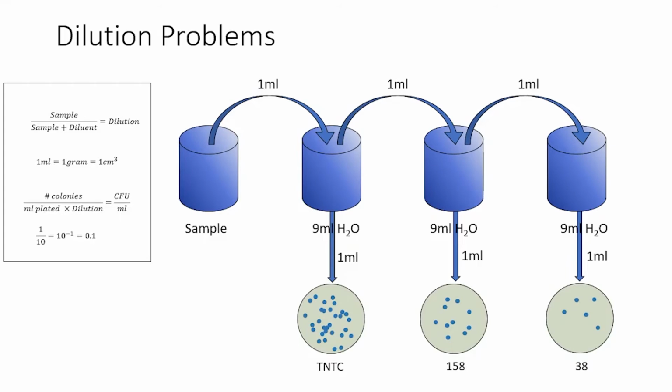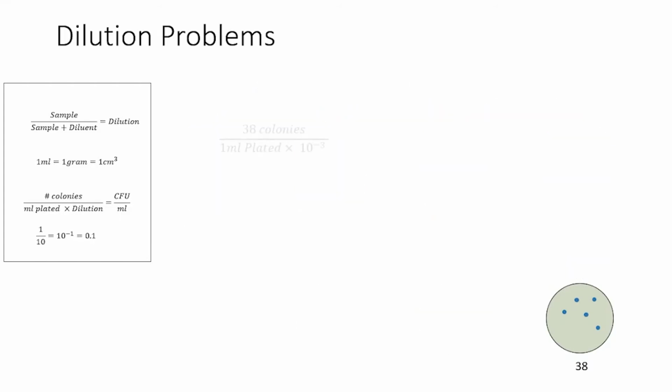We go, okay, well, we still got another plate that's usable. So let's look at our 38 plate. We have 38 colonies. We have 1 mil plated. We know we took this from the mix C, which is 10 to the negative 3 from our original sample. 1 times 10 to the negative 3 is 10 to the negative 3.